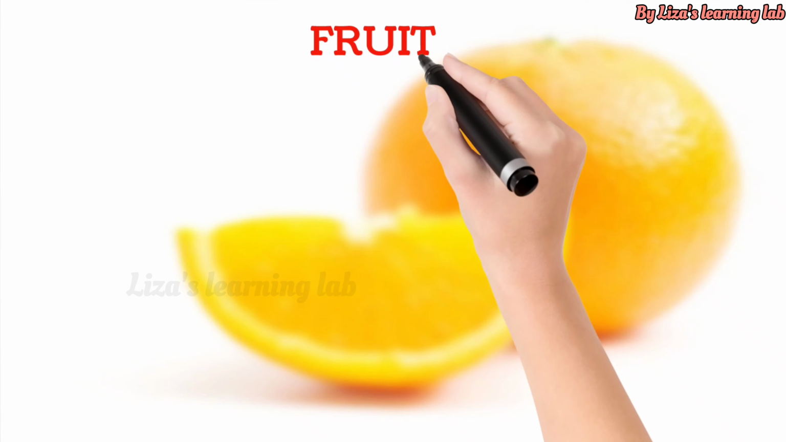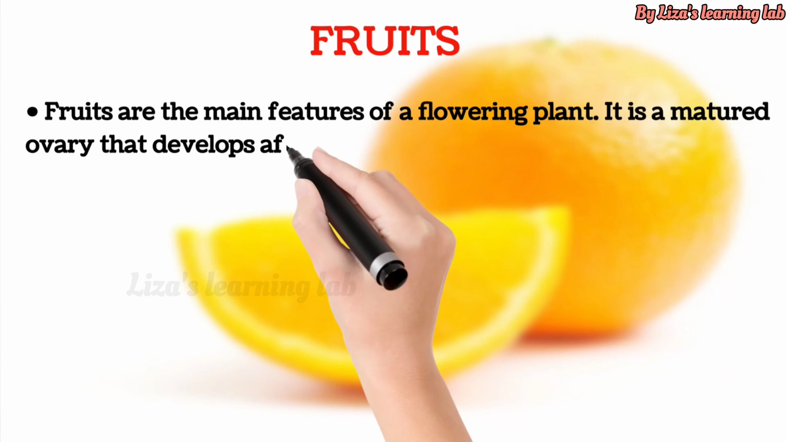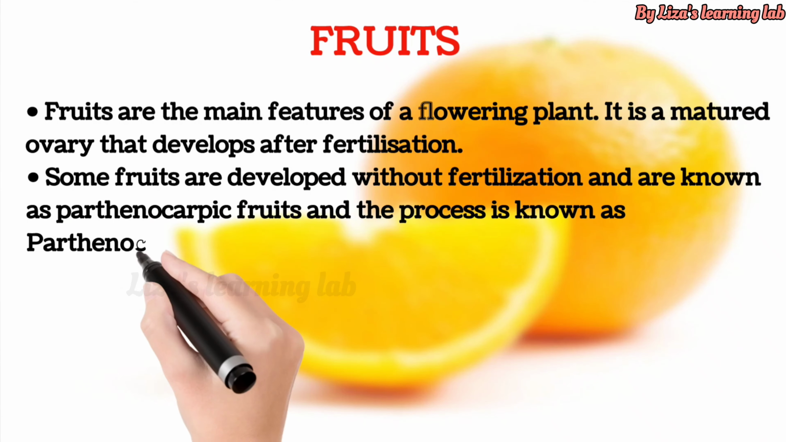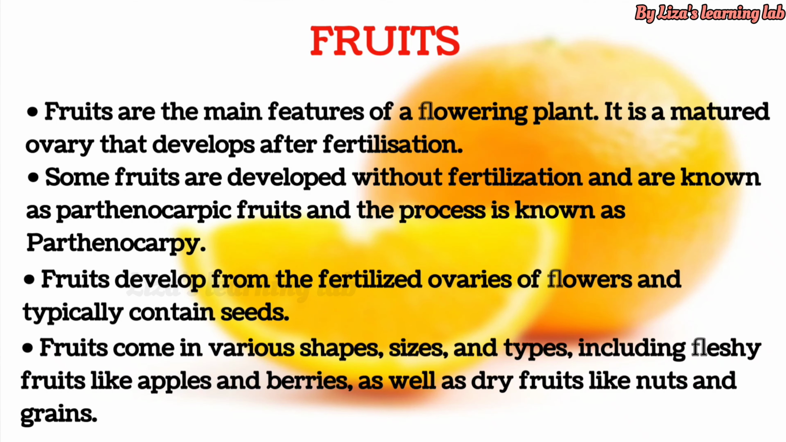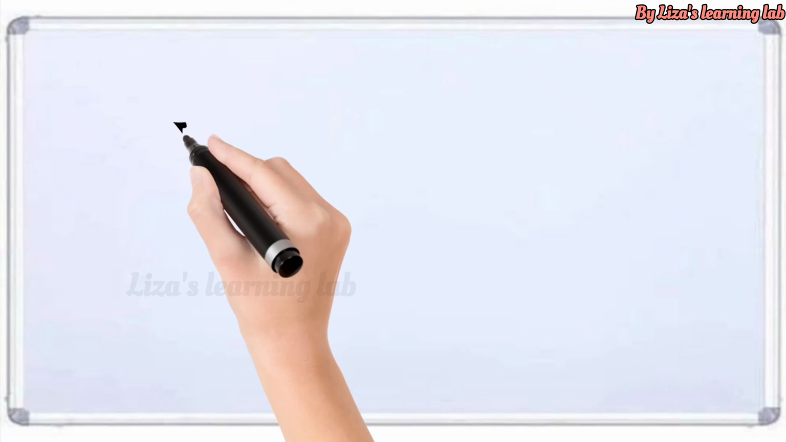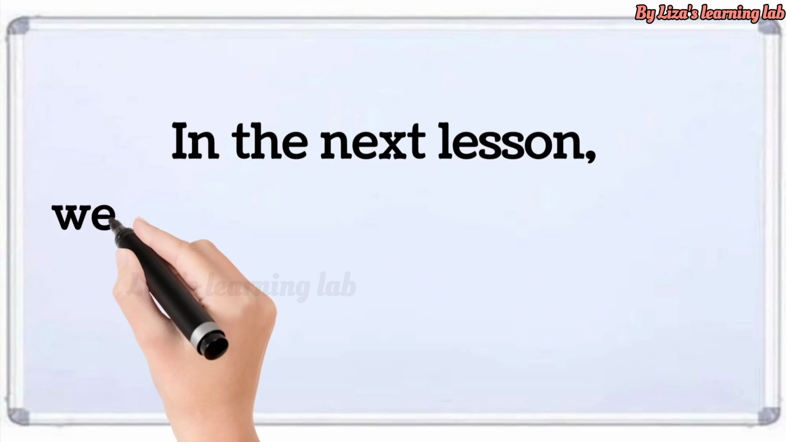Fruits. Fruits are the main features of a flowering plant. It is a mature ovary that develops after fertilization. Some fruits are developed without fertilization, are known as parthenocarpic fruits, and the process is known as parthenocarpy. Fruits develop from the fertilized ovaries of flowers and typically contain seeds. Fruits come in various shapes, sizes and types, including fleshy fruits like apples and berries, as well as dry fruits like nuts and grains. In the next lesson we will understand the process and stages of plant growth.